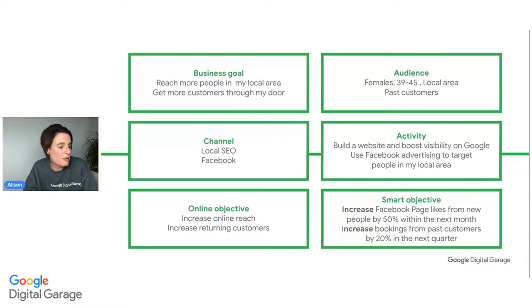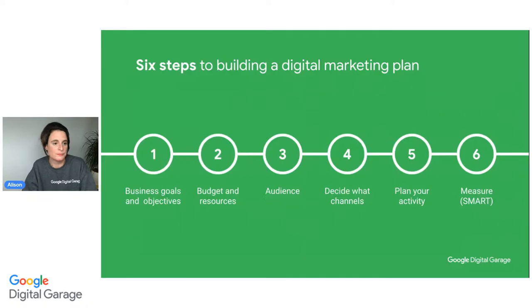So Max is going to build a website and boost visibility on Google and use Facebook advertising to target people in the local area. Max's online objective is to increase online reach and increase returning customers. And Max's SMART objective is to increase Facebook page likes from new people by 50% within the next month and increase bookings from past customers by 20% in the next quarter.